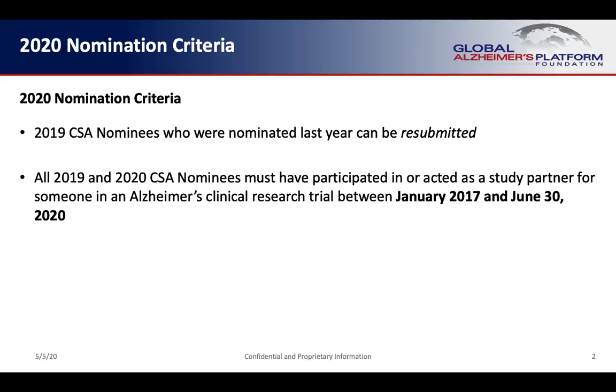2019 CSA nominees who were nominated last year can be resubmitted, and all 2019 and 2020 CSA nominees must have participated in or acted as a study partner for someone in an Alzheimer's clinical research trial between January of 2017 and June 30th of 2020. Note this change: the time period now goes back 3 years to include more of your trial participants who've made an impact on Alzheimer's research.